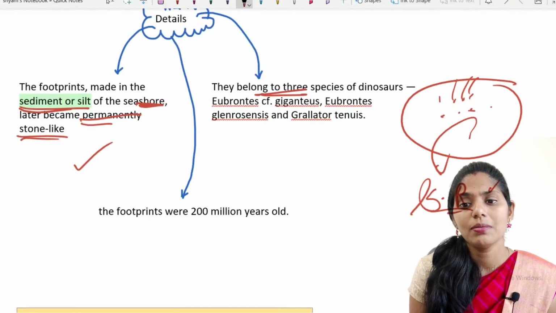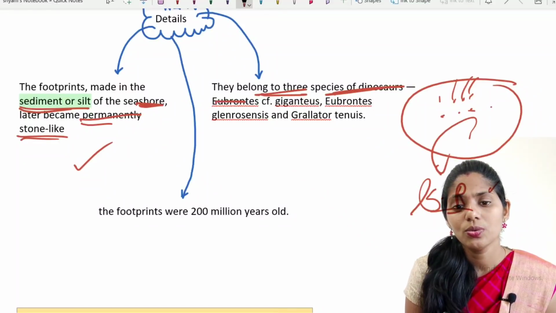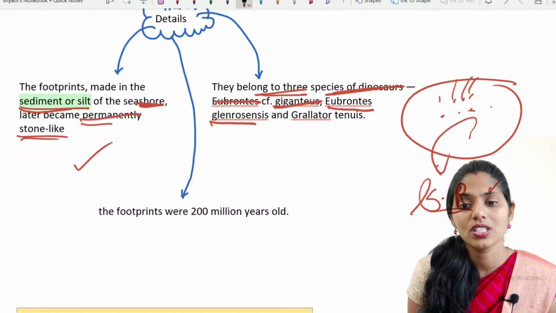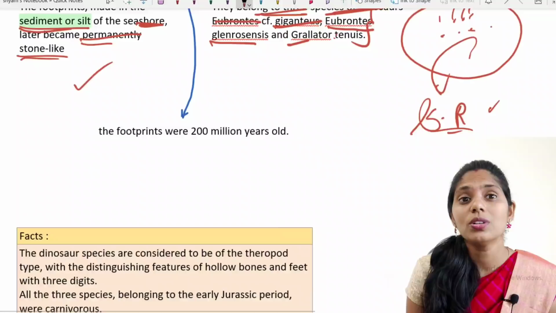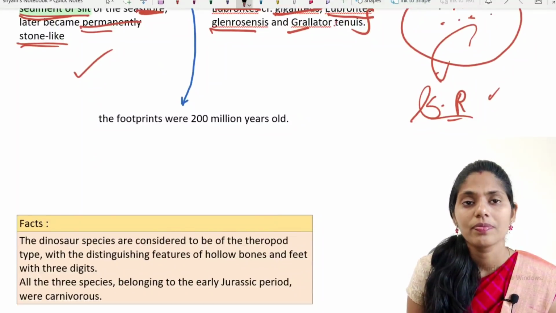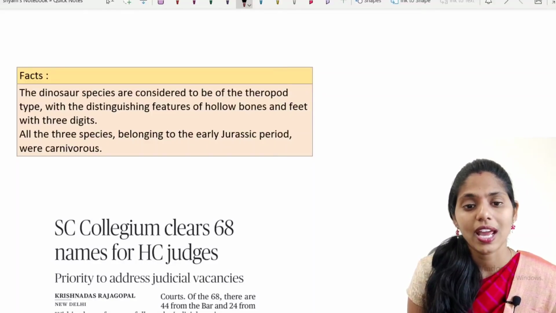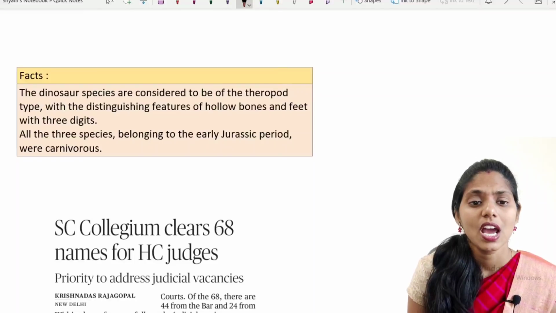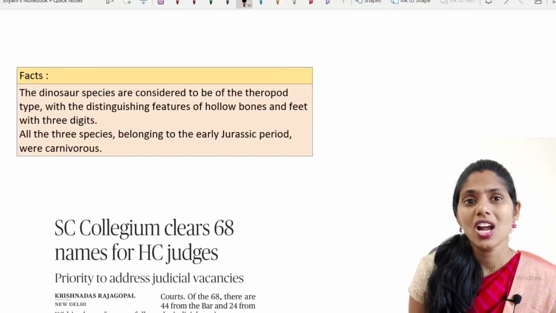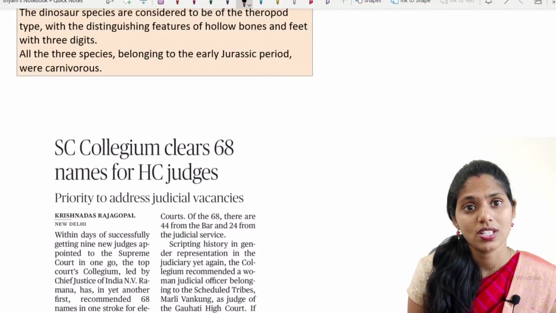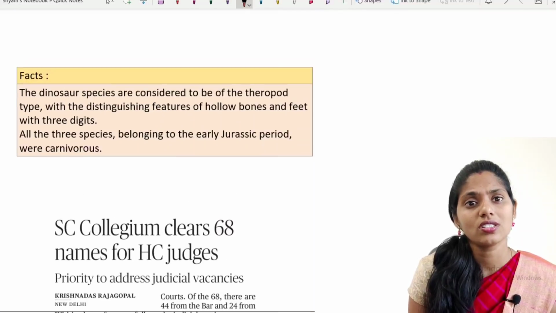These belong to 3 species of dinosaurs. They include Eubrontes giganteus, Eubrontes glenrosensis and Grallator tenuis. So these are 3 important species of dinosaurs which were seen. And the footprints were 200 million years old. If we are talking about facts, the dinosaur species are considered to be theropods, with a distinctive feature, that is hollow bones, and feet with 3 digits. All the 3 species belong to the early Jurassic period. They were carnivorous. So this is it for this topic, and now let us see the next topic.